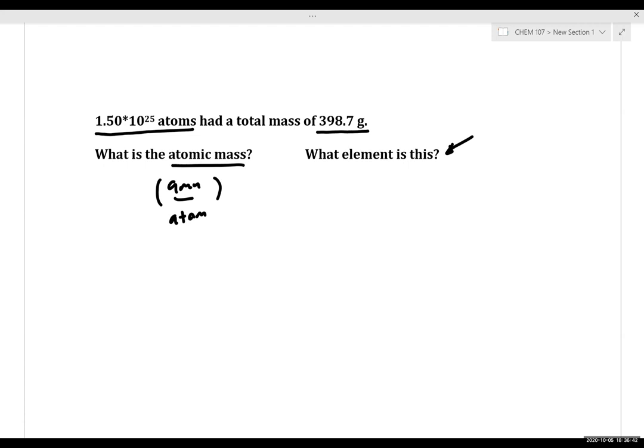If you have any questions, don't be shy to ask in the chat or verbally, and don't be shy to write your proposed responses in the chat. Just as a reminder, this is the conversion factor that relates AMUs and grams, which you'll likely need to solve this problem.